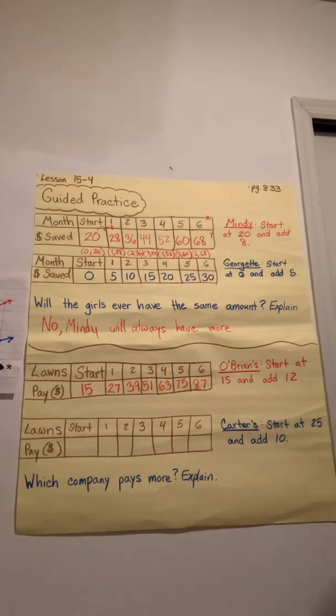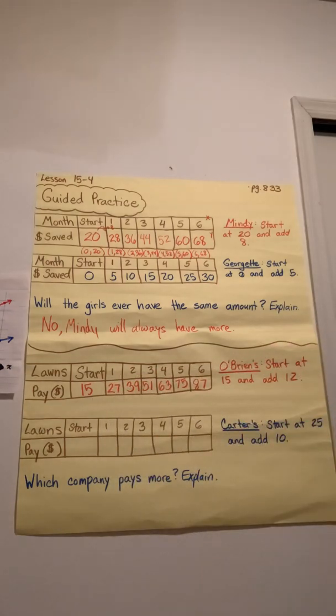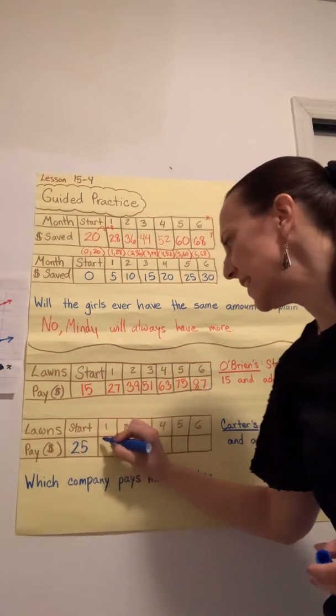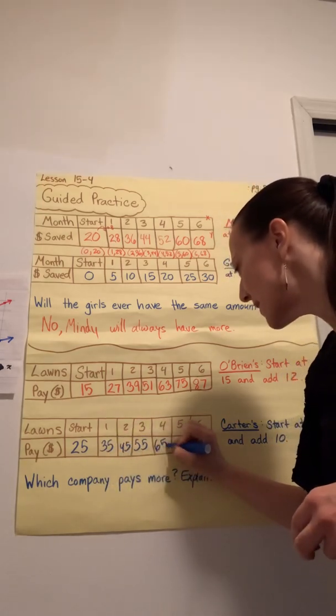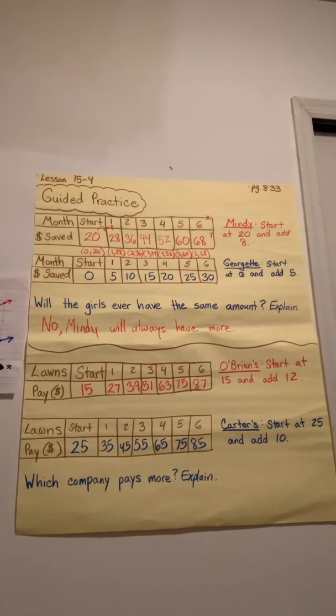So somebody who mows 6 lawns should make $87 because he's starting at 15 and they're getting an extra $12 for every lawn. Now, if I go to Carter's, Carter starts at 25. Ooh, nice easy adding, just adding 10. So 35, 45, 55, 65, 75, 85. So somebody who is in Carter's Lawn Company that mows 6 lawns will make $85. So a little different, not as much as the one we did above.